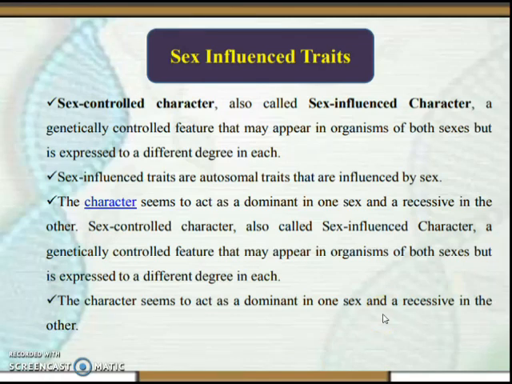A sex-controlled character, also called a sex-influenced character, is a genetically controlled feature that may appear in organisms of both sexes but is expressed to a different degree in each. Sex-influenced traits are autosomal traits that are influenced by sex. The character seems to act as a dominant in one sex and a recessive in the other.